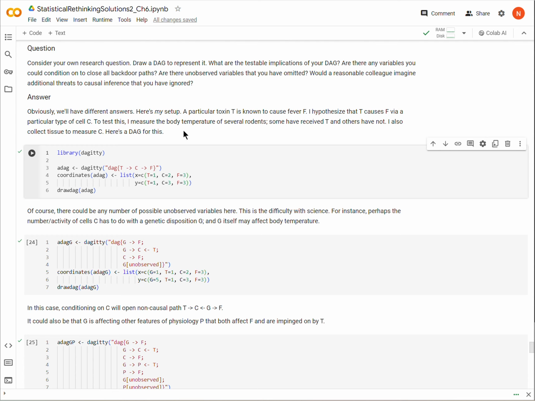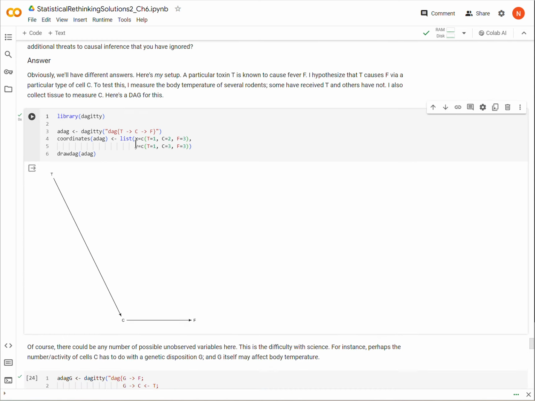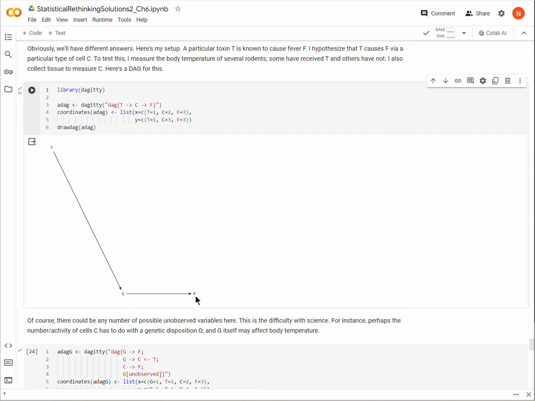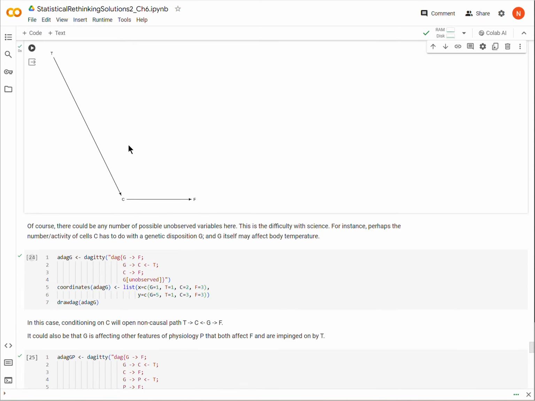So my setup here is that I have a particular toxin that causes fever, F, which really should be body temperature, but I've just used T for toxin. And that effect is mediated by a cell type called C, right? So if we had more of these cells, then maybe there's more of a robust fever response, or that's the hypothesis. If I'm going to draw that DAG, it looks like this: T, C, F. We can start to pick this apart.